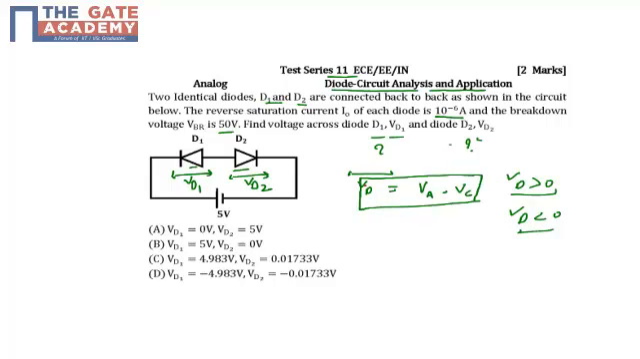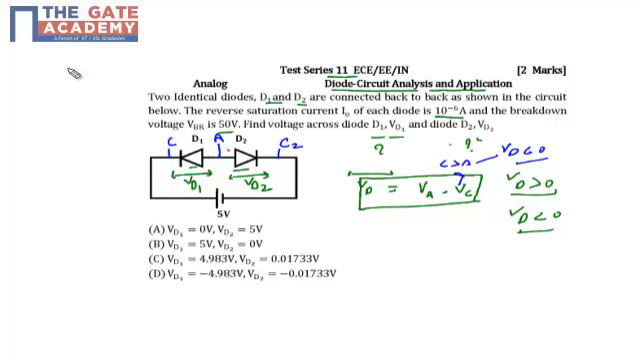So for diodes D1 and D2, this is the anode terminal for both. This is the cathode terminal of D1, and this is the cathode terminal of D2. For D1, the cathode is connected to plus 5 volt. So in the case of D1, the cathode is at a higher potential than the anode, so VD will be negative, less than 0. This means diode D1 is reverse biased.